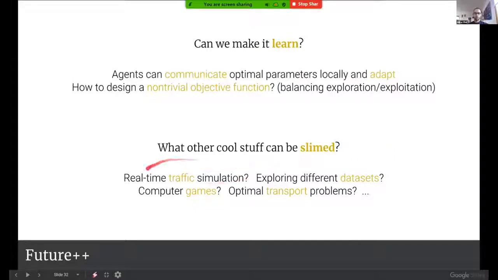So what about traffic simulation? Could we visualize and explore different data sets? And all kinds of problems that might come to your mind. Again, very happy to hear your suggestions and feedback.